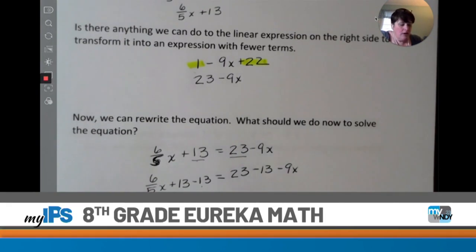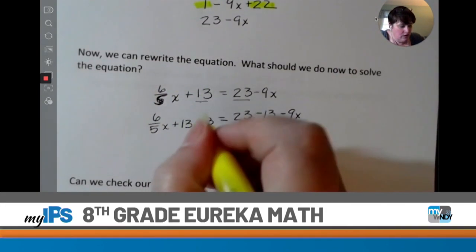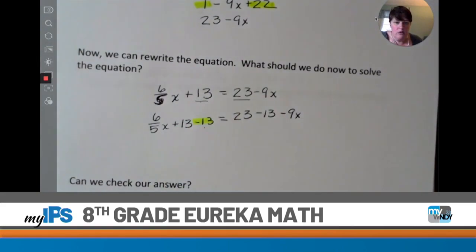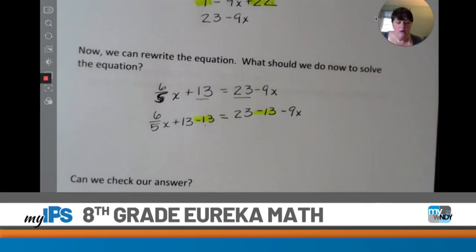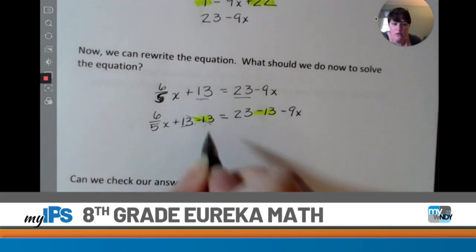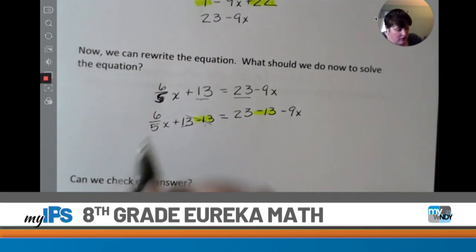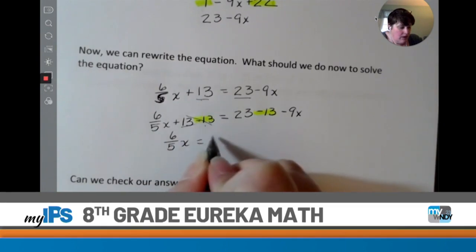Now let's think about that for a minute. I'm going to take out that highlighter again just so that you can see it. Notice that we subtracted 13 here and we subtracted 13 here. That's the property of equality for subtraction, because both sides have that negative 13. So this cancels out, it goes to 0, and 6/5 x is equal to 10 minus 9x.